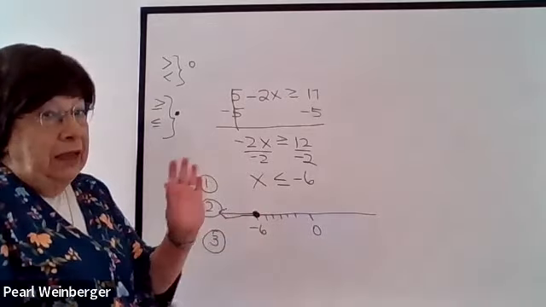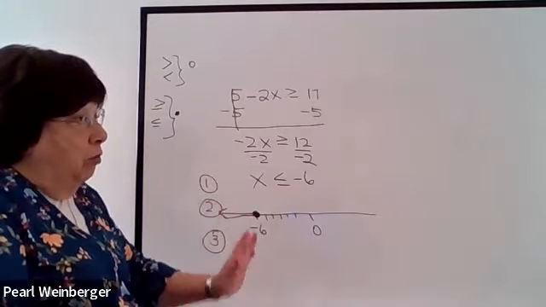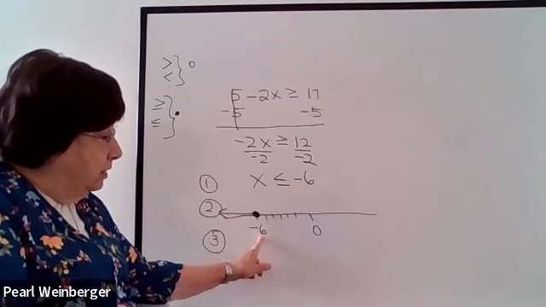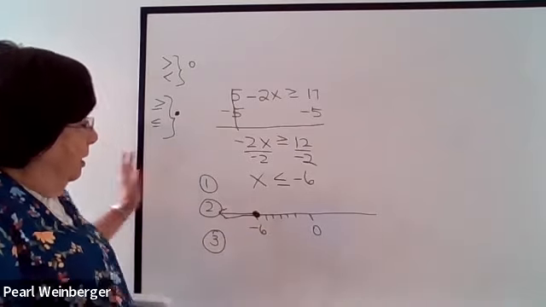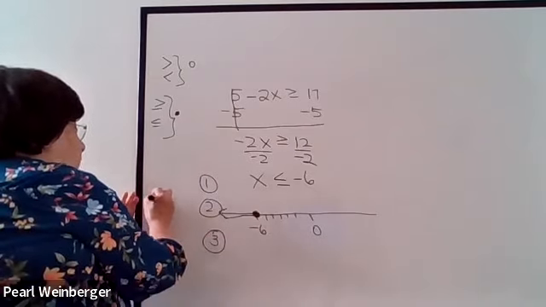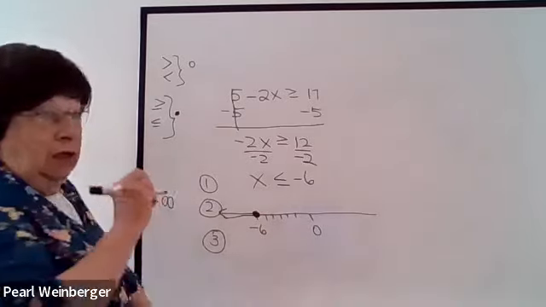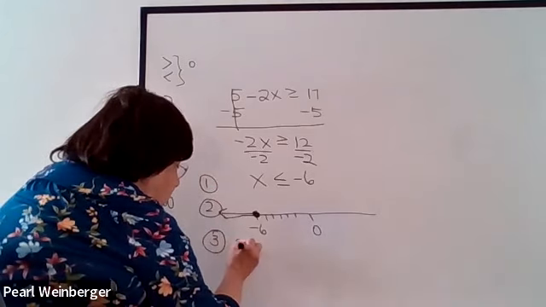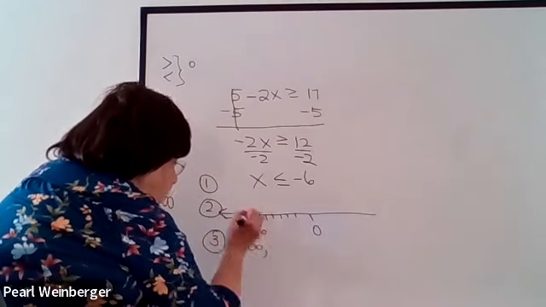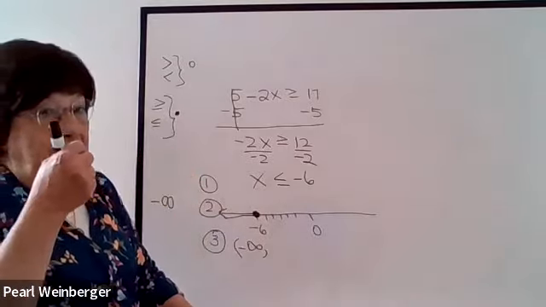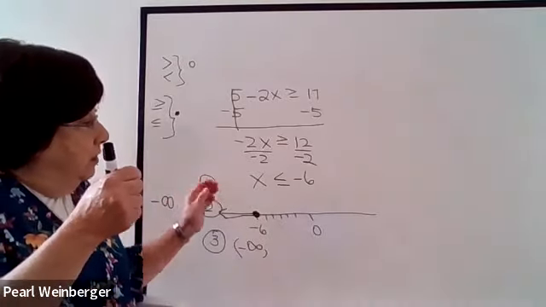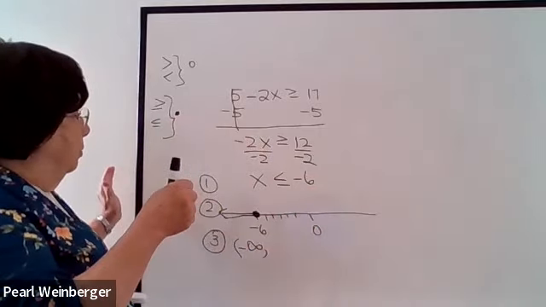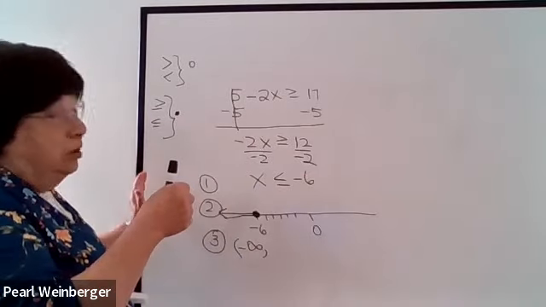Now, remember, my intervals always go from left to right. The interval here is not starting at negative 6, because that's all the way on the right. The interval is starting all the way over here at negative infinity. So the first thing I have to put is negative infinity. So be very careful. Is it going to positive infinity? Then it has to be going to the right. If it's going to negative infinity, it's all the way at the left, and that's your starting point.